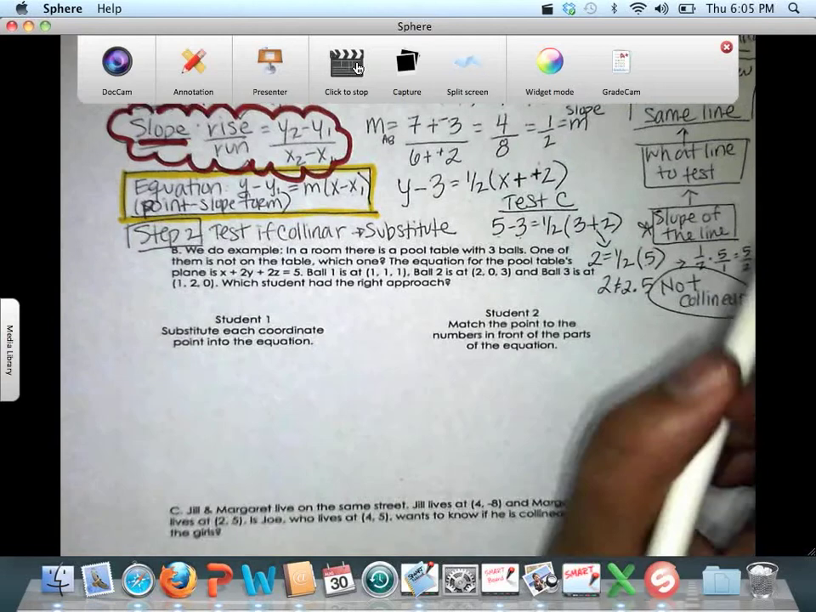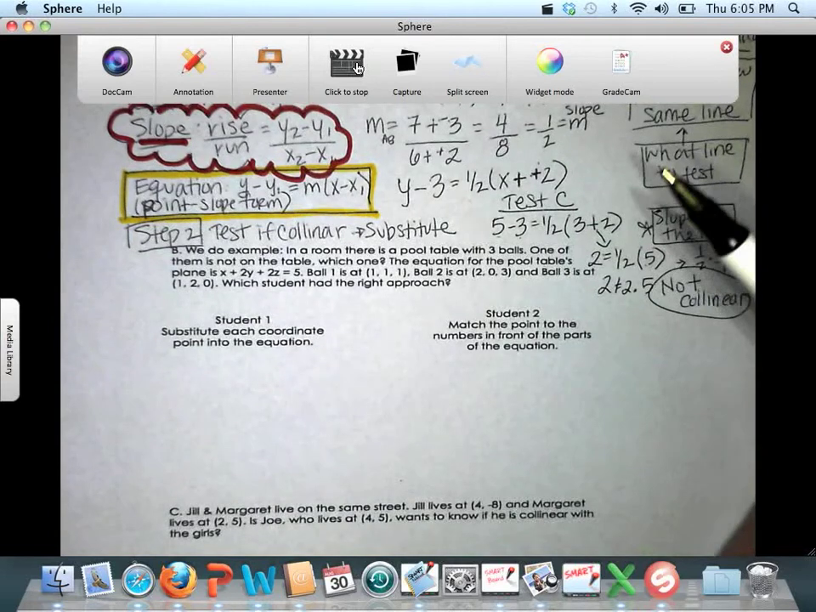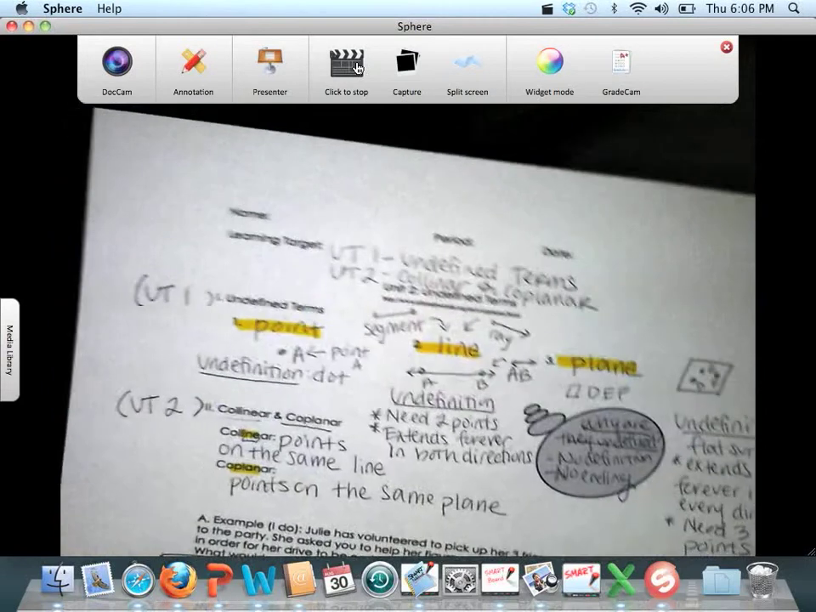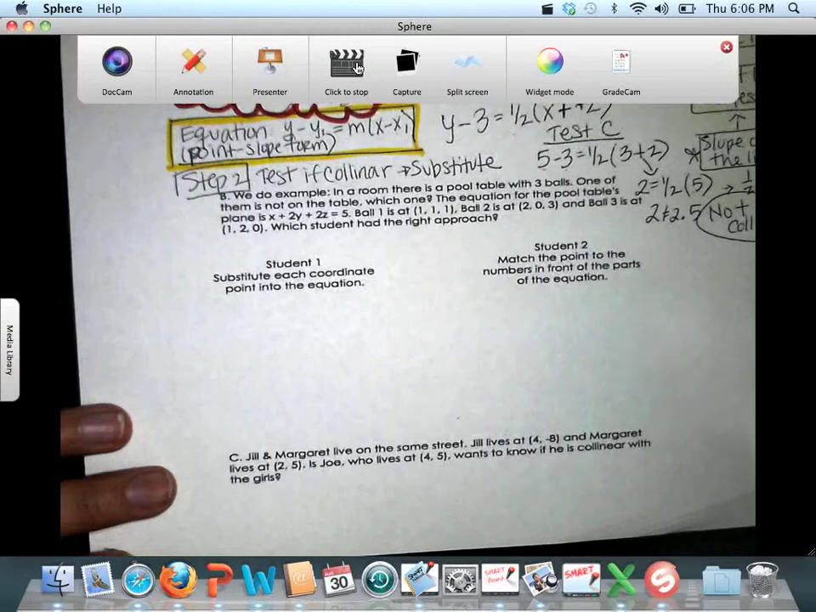Sorry, I'm back. Alright, so this is now part 3 of the notes on undefined terms and collinear and coplanar. I had a little barking issue with my dog, but I'm back.